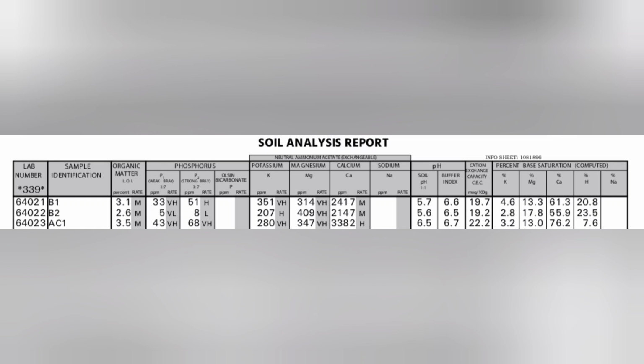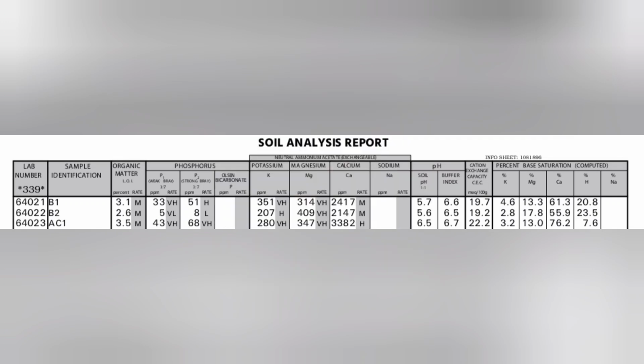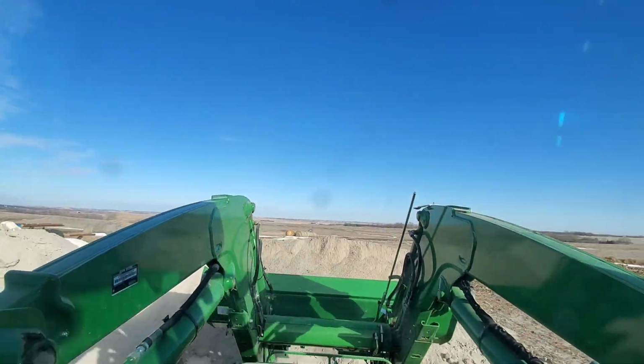And since we're on the topic of lime, we're on the topic of calcium. You guys are looking at a screenshot of a soil test from our farm. As you can tell, a few of these sample IDs need to have some attention. How much lime do I need? How do I apply it?